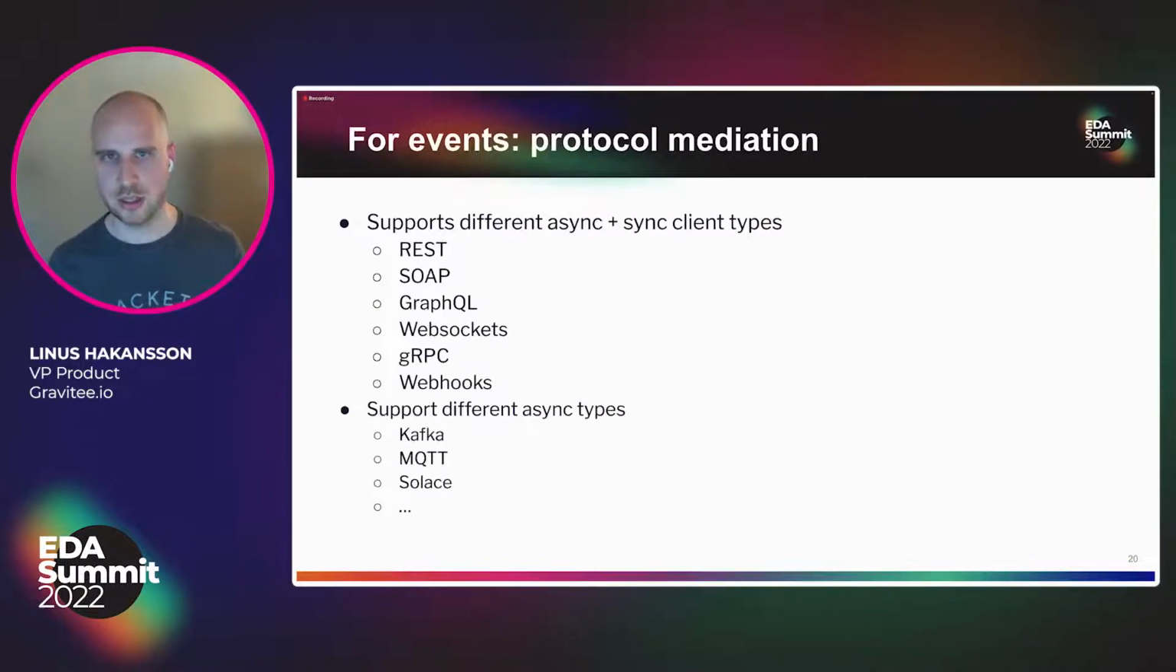Now, one thing that we believe is quite important for offerings and solutions to help bridge this gap between both asynchronous and synchronous clients and different messaging boundaries is, of course, to support both synchronous messaging like REST and SOAP and some level of GraphQL, but also, of course, supporting asynchronous types like Kafka, MQTT, WebSockets, webhooks, etc.